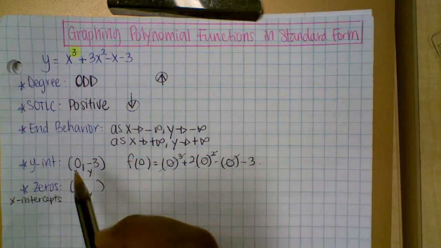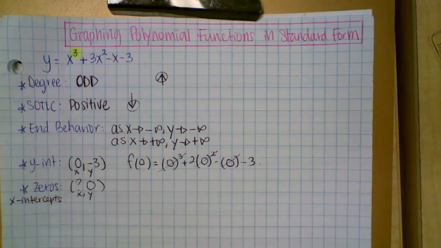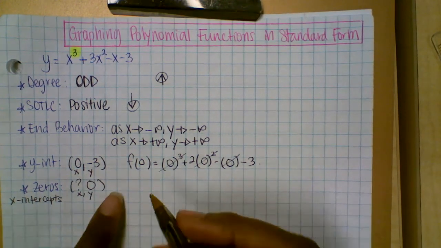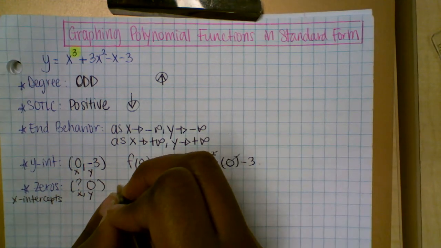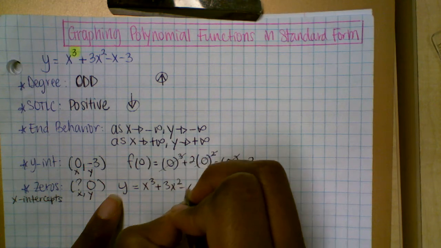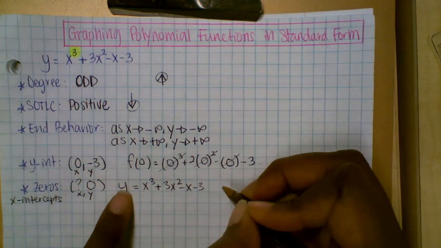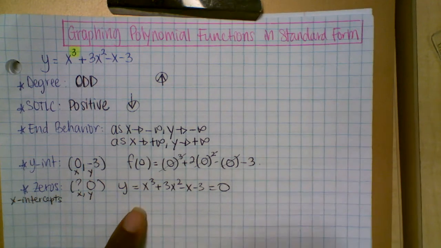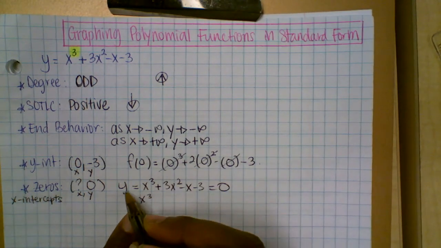To find the x-intercept, the y value is 0, the height is 0. So how does it look? Basically, you have y equals x cubed plus 3x squared minus x minus 3. The y needs to be equal to 0, so that's why I set y equal to 0 for the new equation.